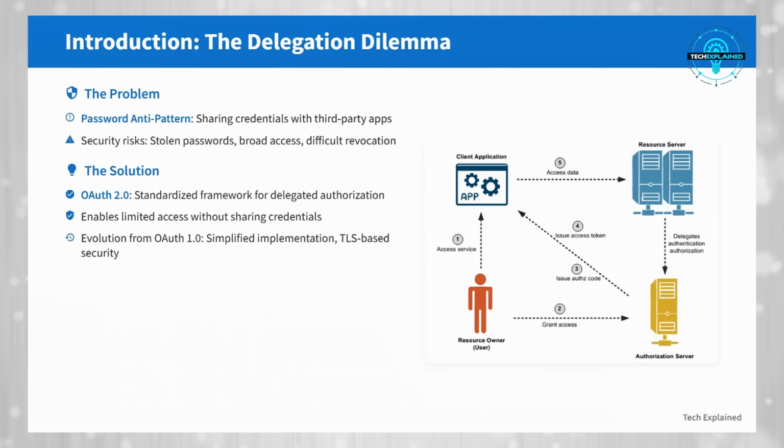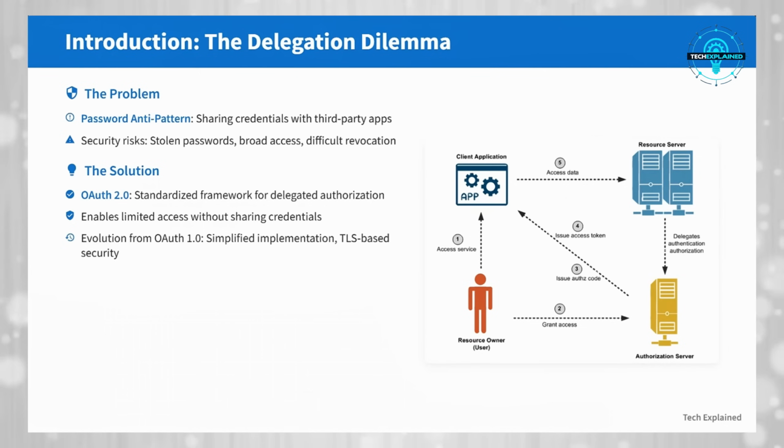Before OAuth 2.0 came along, we had this scary thing called the password anti-pattern. Picture this. You find this awesome photo printing service, and it says, hey, just give us your Google username and password, and we'll grab your photos and print them for you. Would you feel comfortable doing that? I hope not. This approach was basically a security disaster waiting to happen.